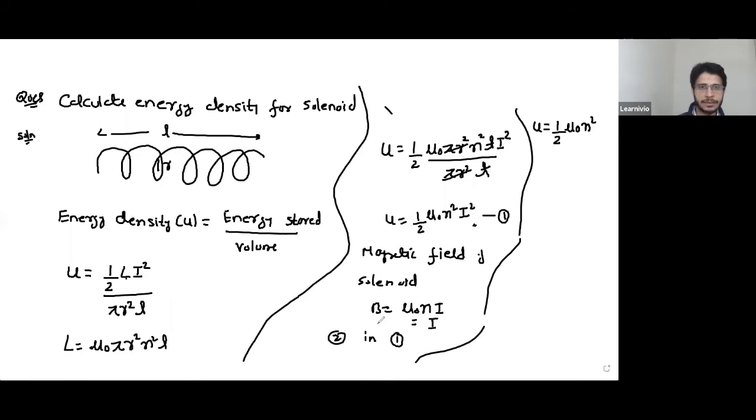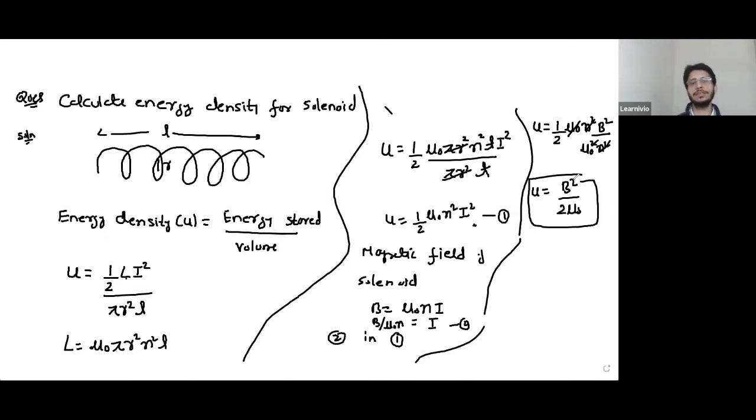Current I is B divided by mu naught. This is my equation number. If I substitute here instead of I, this will be B square by mu naught square into n square. This n square will cancel this n, mu naught will cancel the square. Energy density comes out to be B square by 2 mu naught. So this is the energy density stored in a solenoid, meaning energy per unit volume in a solenoid.